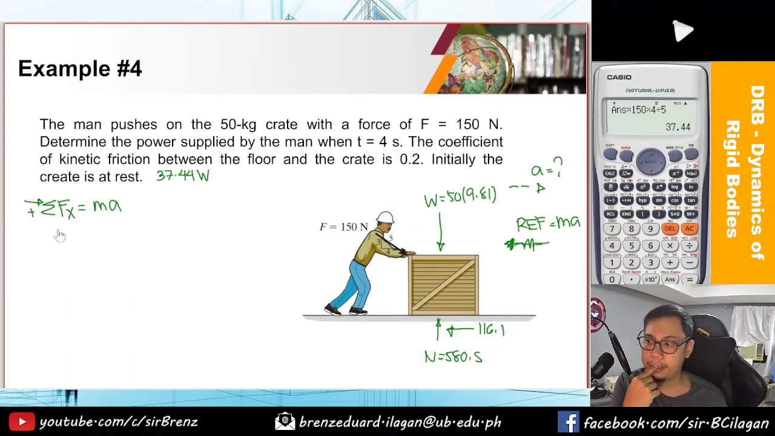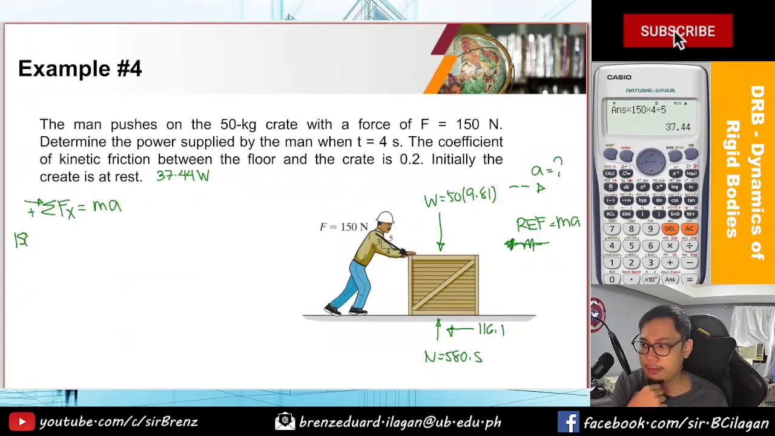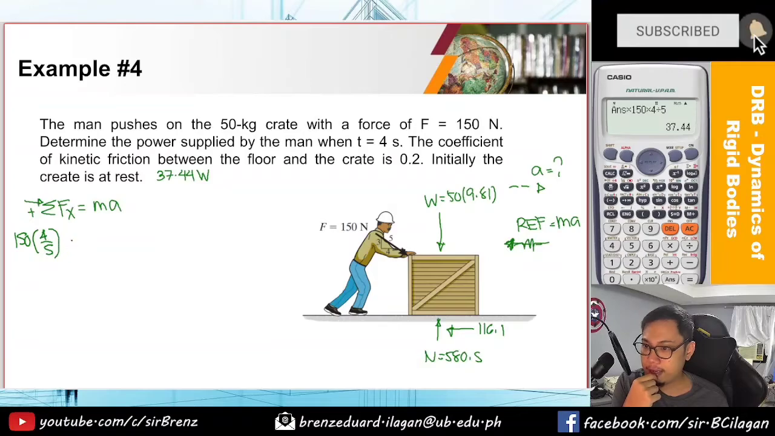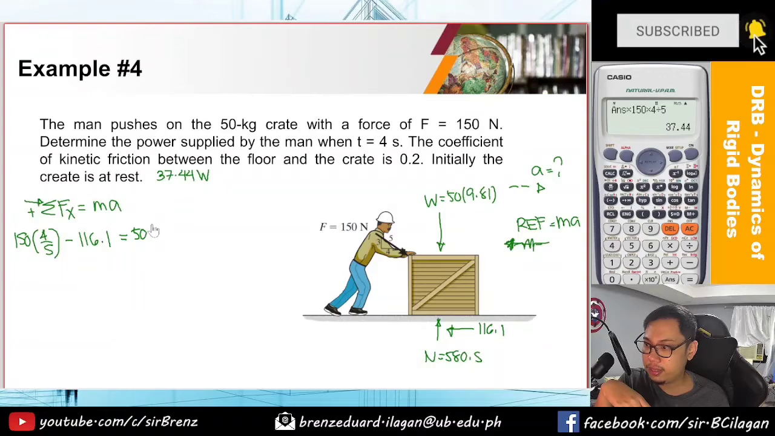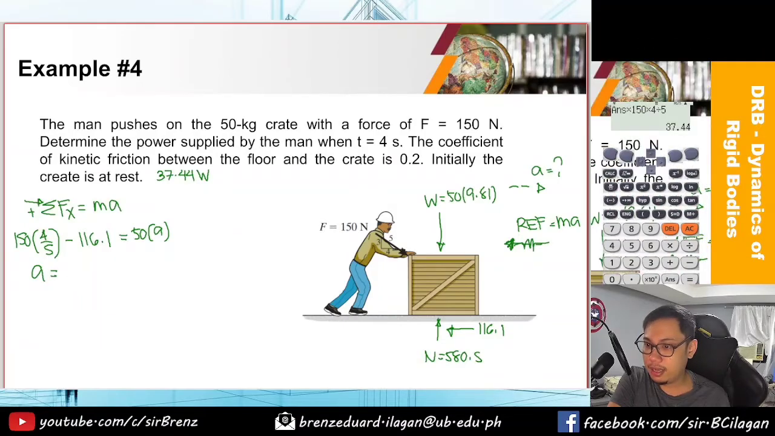Pero, ganun rin yung kahit 0, kapag siningit mo kasi parang dito rin naman siya pupunta sa right side ng equation. So, that is 150 times 4 over 5. And then minus 116.1. Diba sabi ko nga, kunwari ito, 0. So, minus REF or yung mass times acceleration. Eh, lilipat mo lang din naman sa kabila. So, positive din. So, 50 times the acceleration. Okay? So, ayan. May acceleration na.